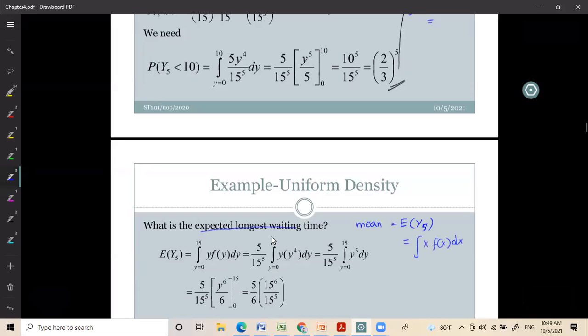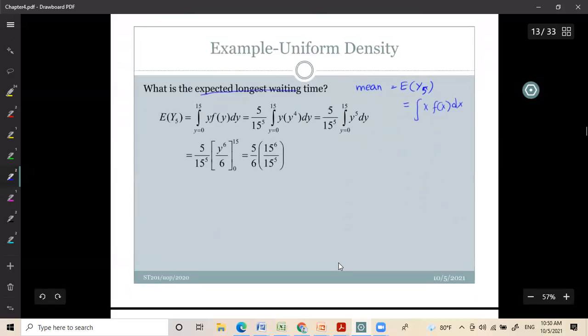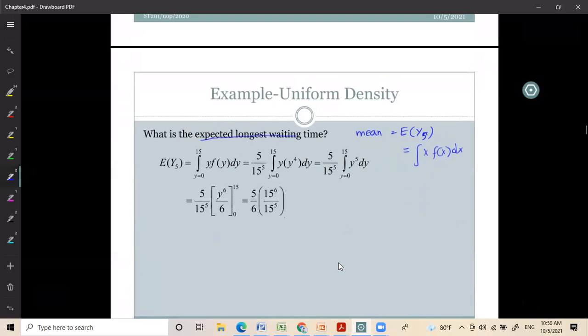And you can find the, so here's 5y to the 4 over 15 to the 5. You have the PDF of the maximum, multiply it by y, and then integrate over the support. Support is from 0 to 15. And you can get the average longest waiting time. So what is this? This is the average longest waiting time. If you wait 5 times for the bus on average, what will be the longest waiting time? You can find it. Okay.